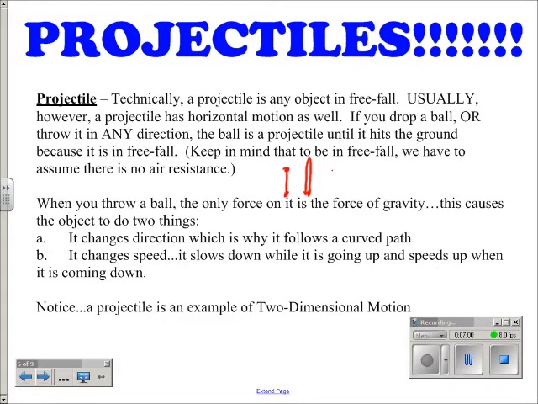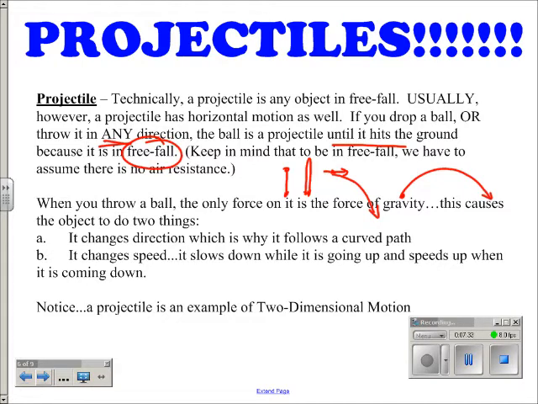So instead of just dropping it, we might throw it horizontally so that it goes like this. Or instead of throwing the ball straight up in the air, we might throw it at an angle, like passing a football downfield, so it goes like that. So anytime you throw or drop a ball in any direction, the entire time that it's in the air until it hits the ground, it's a projectile, because that entire time it's in free fall. All right? Keep in mind we're assuming there's no air resistance.